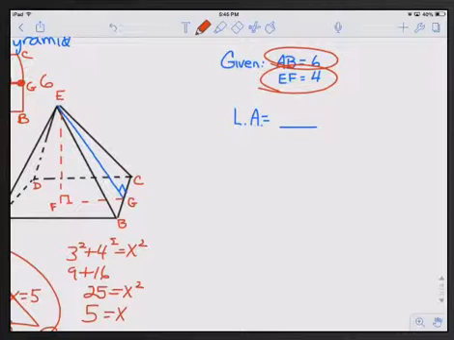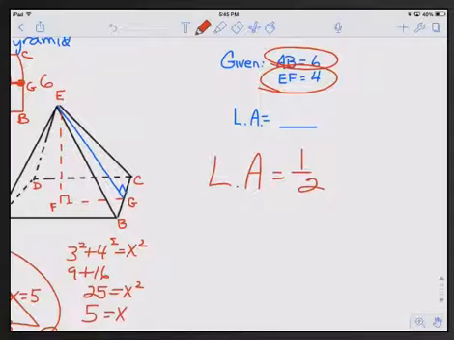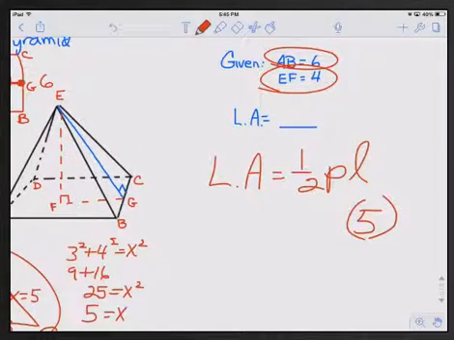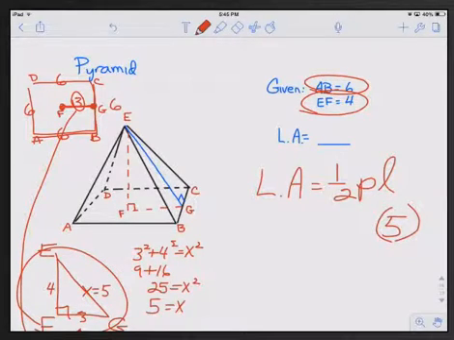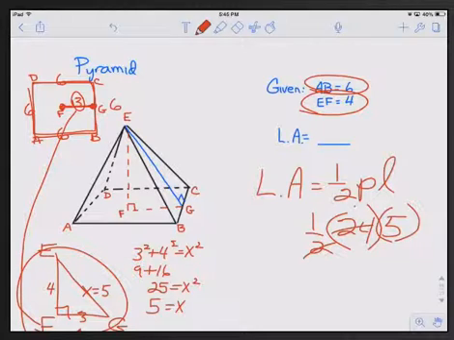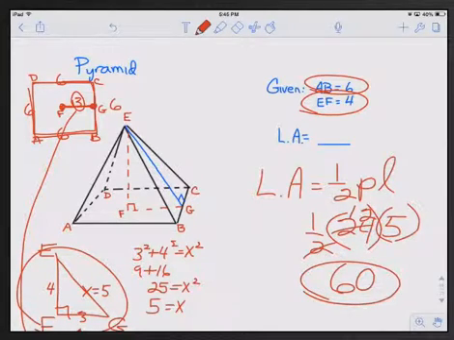Now the formula for lateral area of a pyramid is 1/2 times the perimeter of the base times the slant height, L, which is what we just found to be equal to 5. The perimeter of the base is the distance around this square, 6 plus 6 plus 6 plus 6. So that's equal to 24. And 1/2 times the perimeter of the base times the slant height. 2 goes into 24 12 times. 12 times 5 is equal to 60. Lateral area of this pyramid is equal to 60.